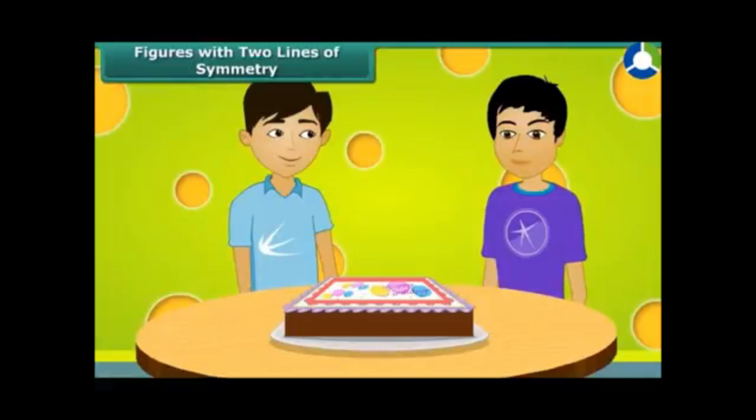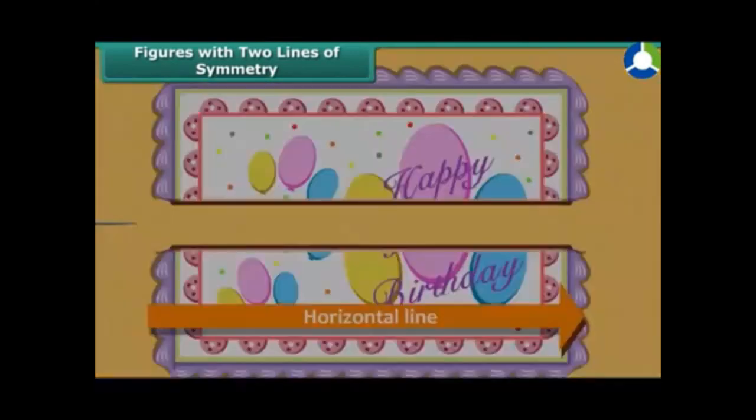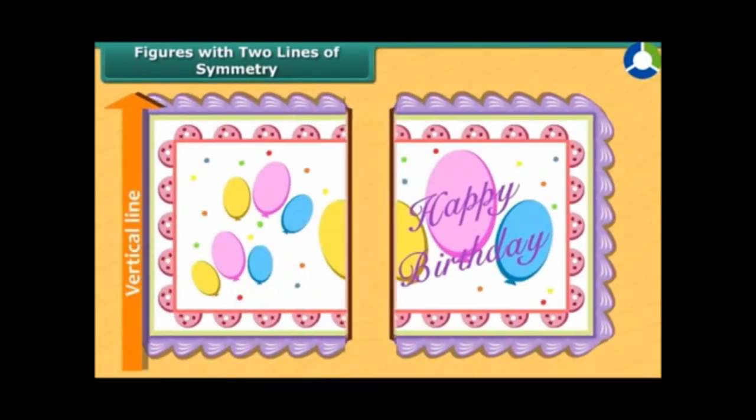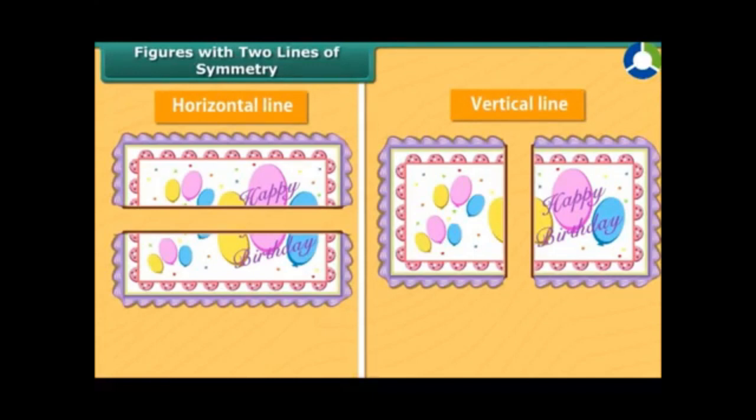Manu and Mrinal have one rectangular cake. Each of them wants exact half of it. The cake can be divided in two ways to give equal halves. Do you want to know how? Let us find out. The cake can be divided along the horizontal line so that its two halves match each other. It can also be divided along the vertical line. So the cake has two lines of symmetry along which it can be divided to give two identical halves. Thus we can say that a rectangle has two lines of symmetry.